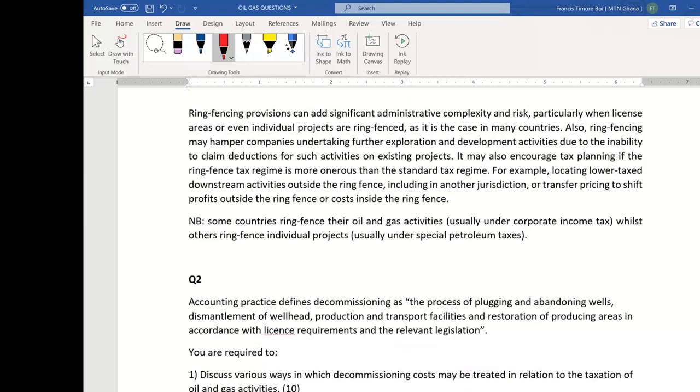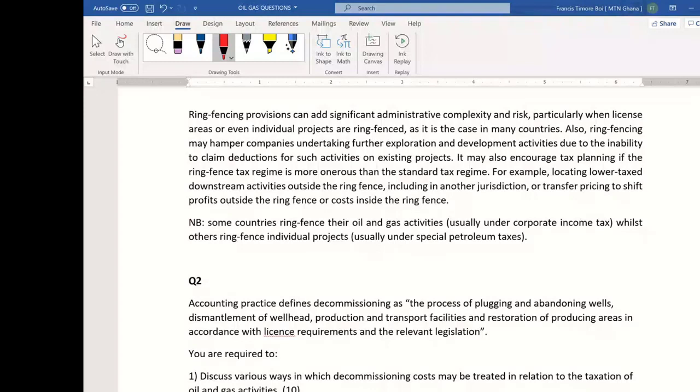Ring fencing provisions can add significant administrative complexity and risk, particularly when licensed areas or even individual projects are ring fenced, as is the case in many countries. Also, ring fencing may hamper companies undertaking further exploration and development activities due to the inability to claim deductions for such activities on existing projects. It may also encourage tax planning if the ring fence tax regime is more onerous than the standard tax regime.